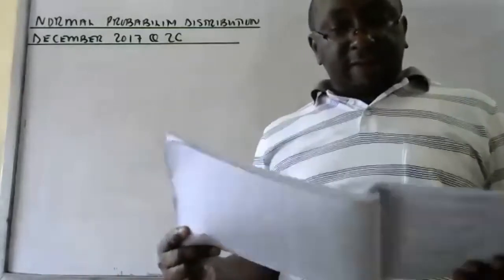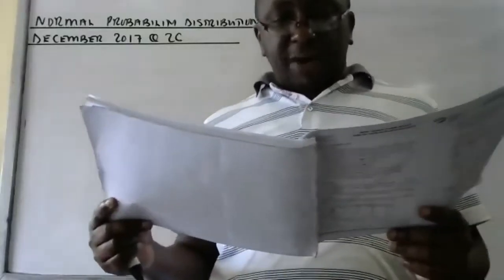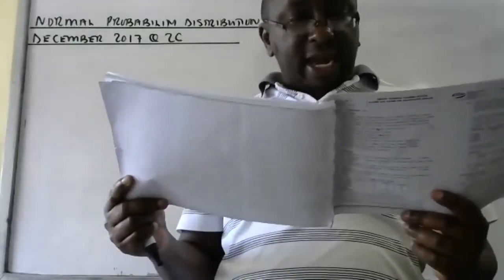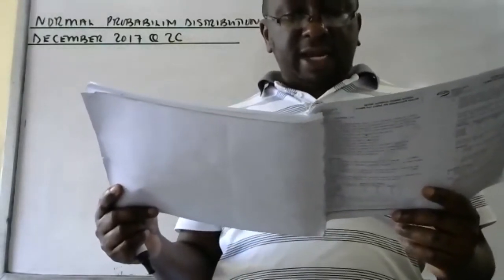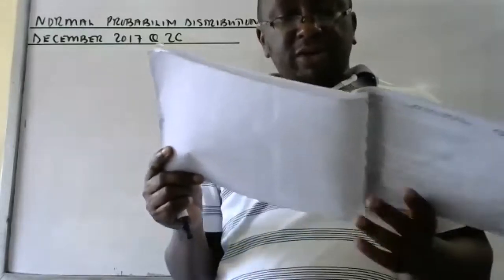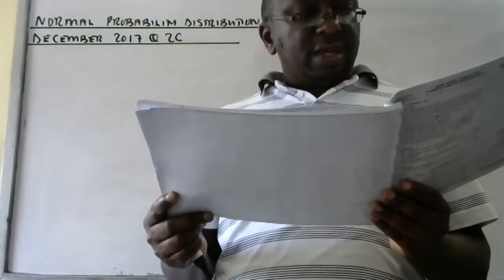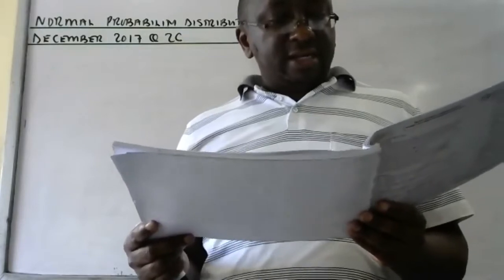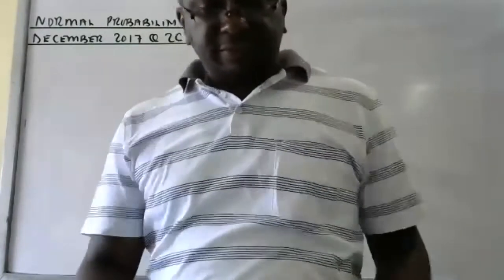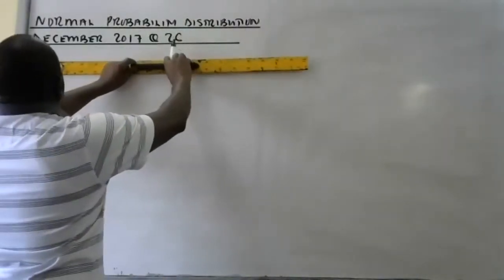The question says, a survey conducted on citizens of certain countries to determine the annual per capita income indicated that the annual income of the citizens is normally distributed with a mean of shillings 980,000 and a standard deviation of 160,000. One citizen was selected at random from the country. You are required to get the probability that the annual income of the citizen is greater than 500,000.